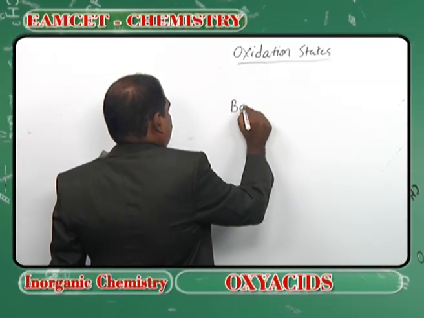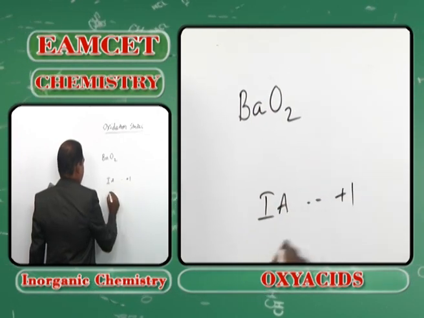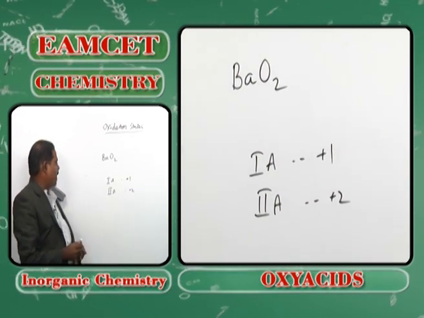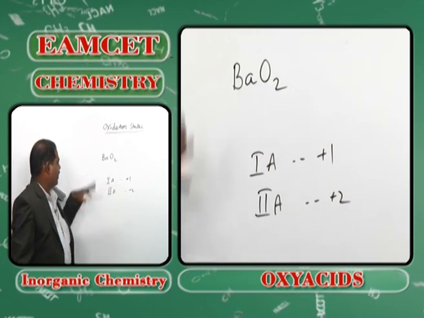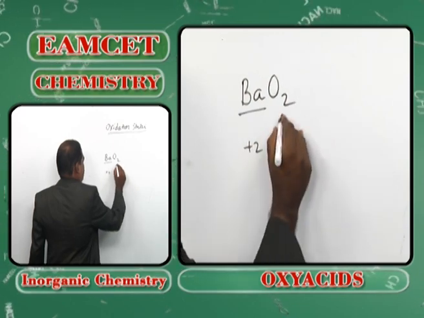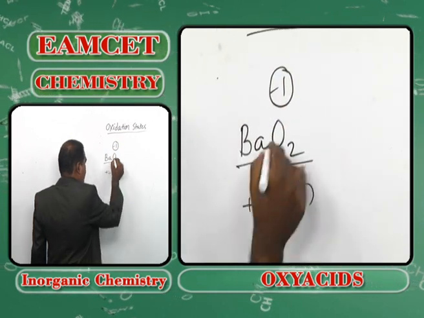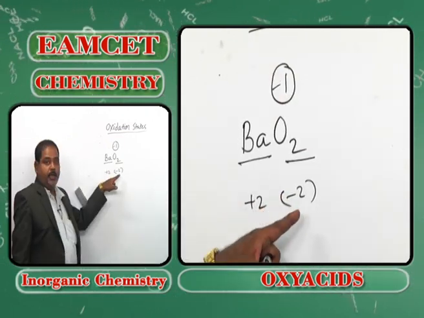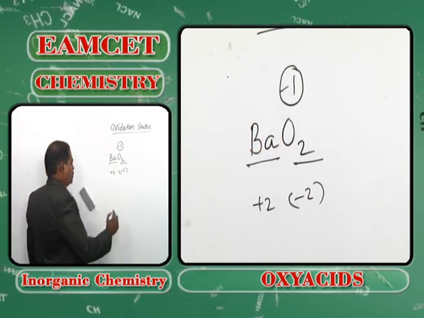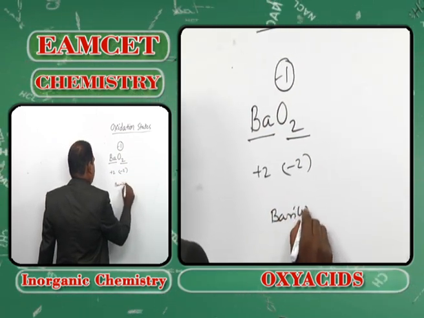What about BaO2? You remember, elements of 1A are +1, 2A are +2. What are the elements of 2A? Beryllium, magnesium, calcium, strontium, barium. Barium is fixed at +2. So the two oxygens together get -2, and each oxygen gets -1. This is called oxygen -1, and it is called barium peroxide.